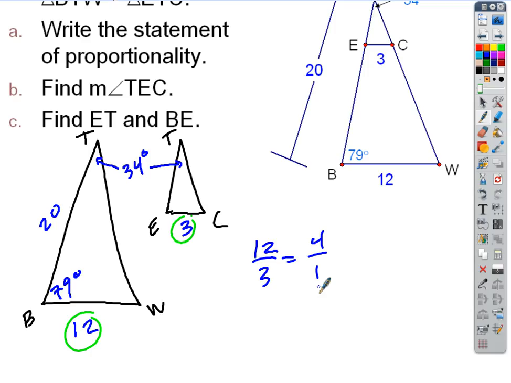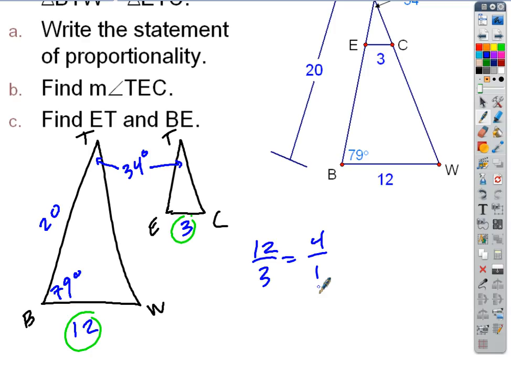It might say, what's the scale factor? What's the ratio of BW to EC? And then you'd have to go big to small because it asked you for the big first and then the small. But otherwise, if it doesn't specify, as long as you're consistent, you do the same thing. It doesn't matter. Okay. All right. So we got the scale factor.